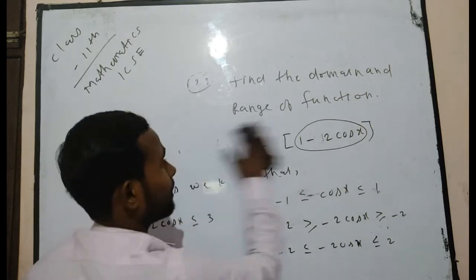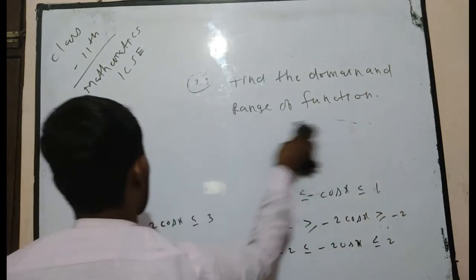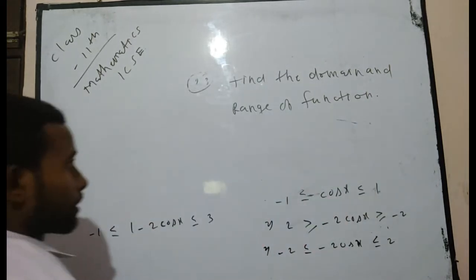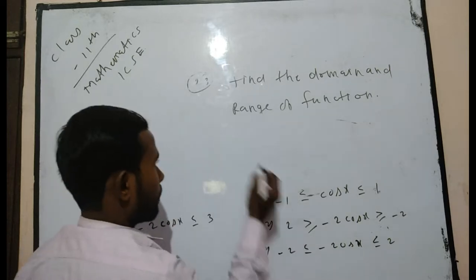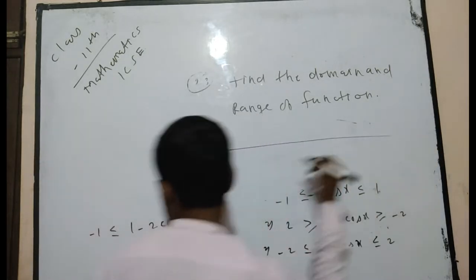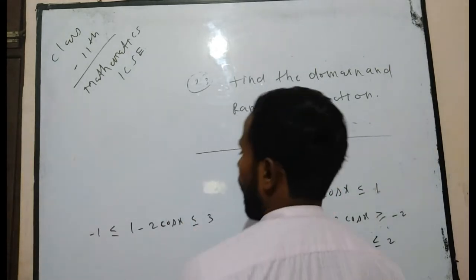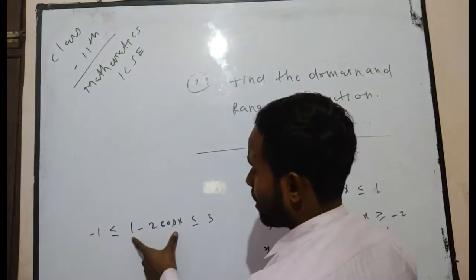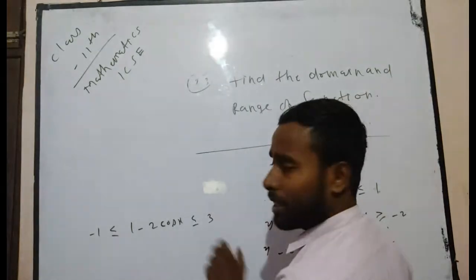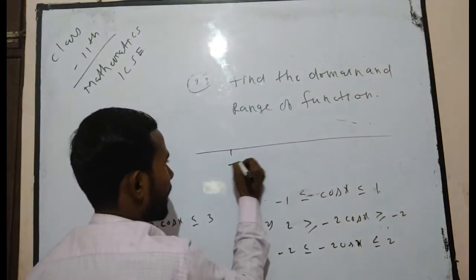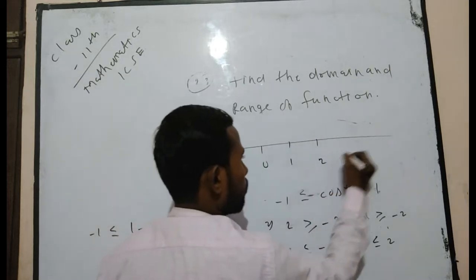I want to first of all rub it. Now you have to take a straight line. How many integral values exist between -1 and 3? First of all, you draw -1, 0, 1, 2, 3.